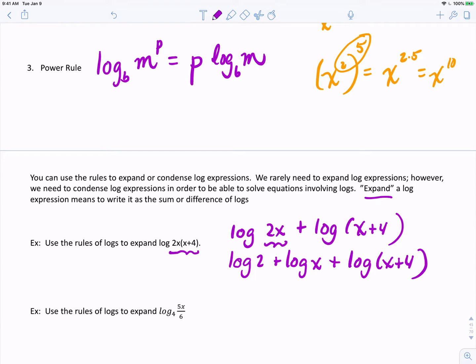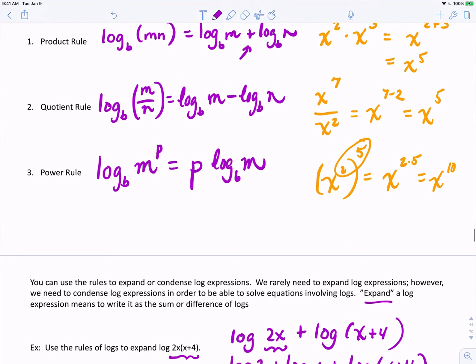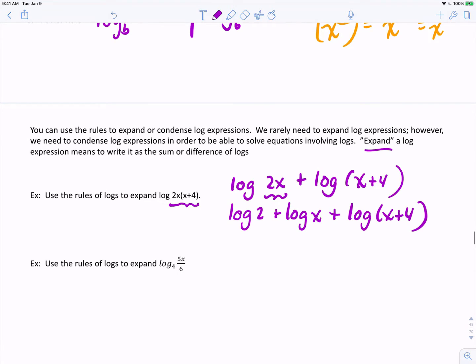And now what we've done is we've broken that expression into the sum of 3 logs, none of which can be simplified any farther. We'll do another example. Use the rules of logs to expand log to the base 4 of 5x divided by 6. So with dividing, a quotient, it's the same as subtracting the logs. So this would be the same as log of 5x minus log, and the base is 4, of 6.